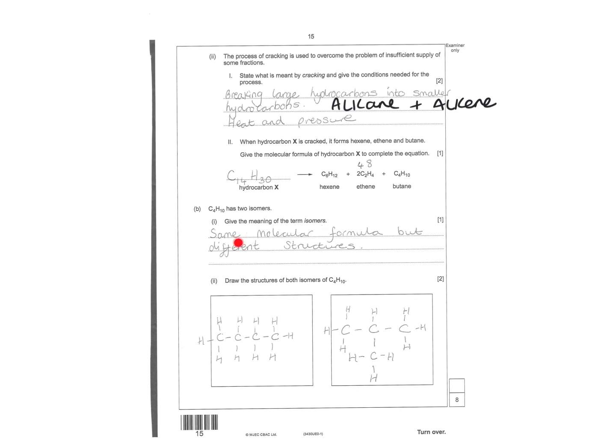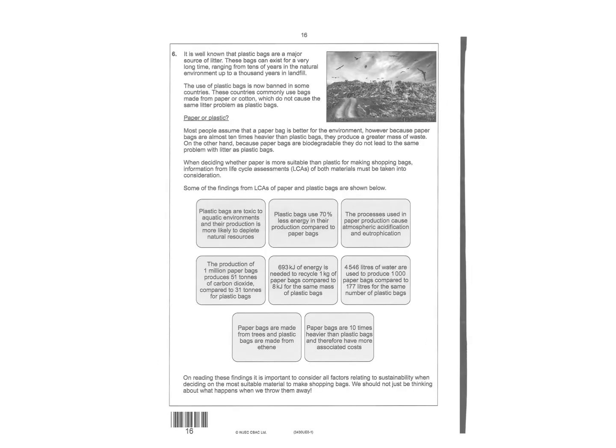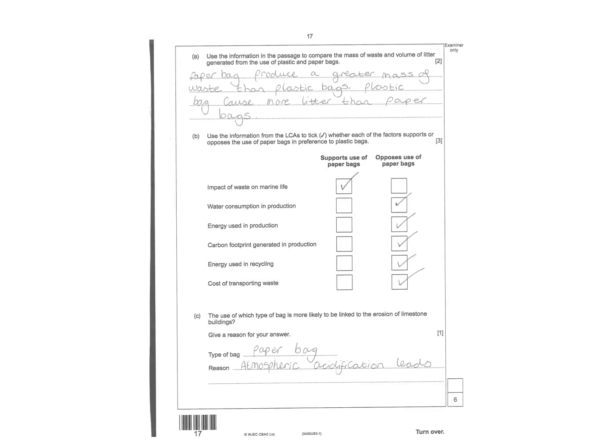Give the meaning of isomers: same molecular formula but different structures, and then I've drawn 2 isomers. That's just the basic structure, and then that's an isomer with a methyl group coming off. Lots of information to read here. I'm not going to read it to you, you'll have it on your own exam paper. And then there'll be a couple of questions on the next page, just looking at information.